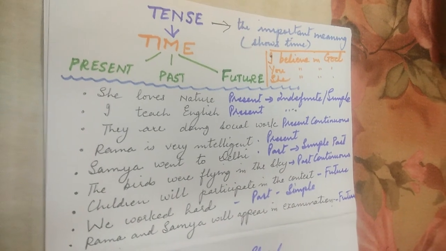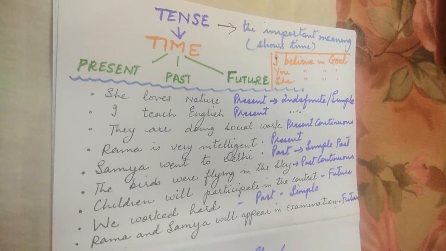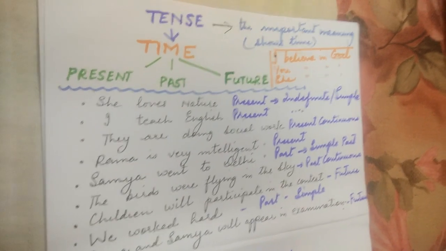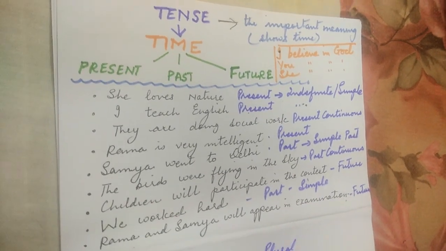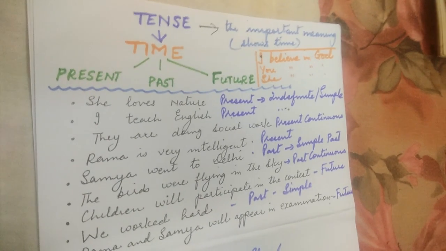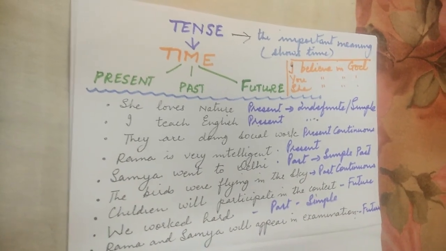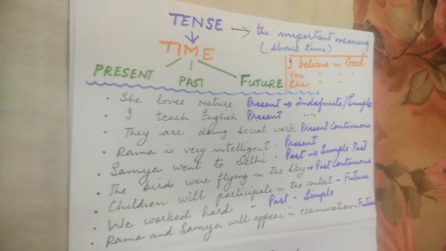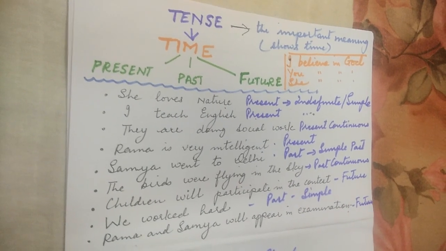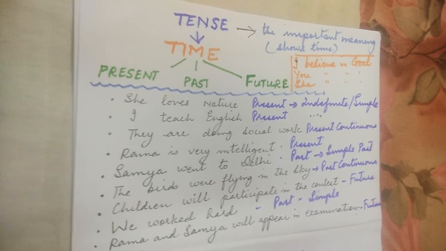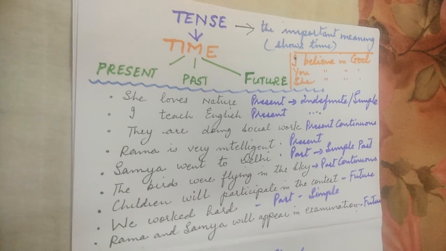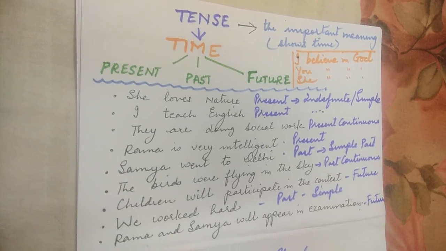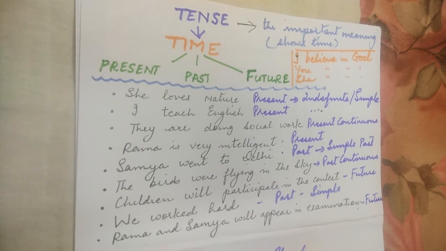Now in the third sentence, if I say they are doing social work, which tense is being used here? Why have I given these sentences? So that you would have an idea about the tense, a general idea of all these tenses. And now, Rama is very intelligent. Again, present tense. But see the sentence, Soumya went to Delhi. It is past tense. So at least you must have an idea about the use of present tense, present continuous tense, and also see that these are past tense. What is the reason that we have used past tense? Because some action took place in the past.